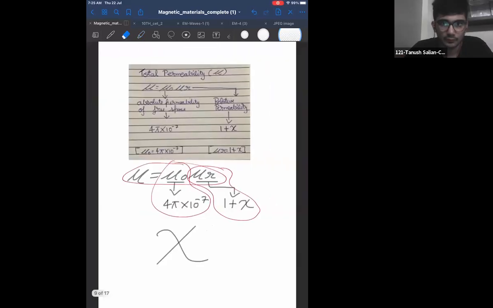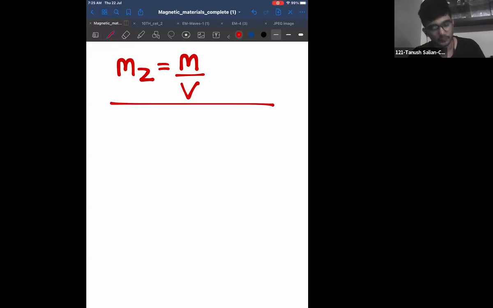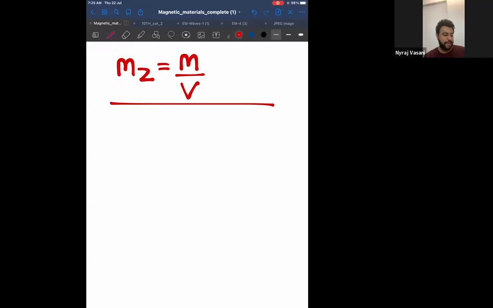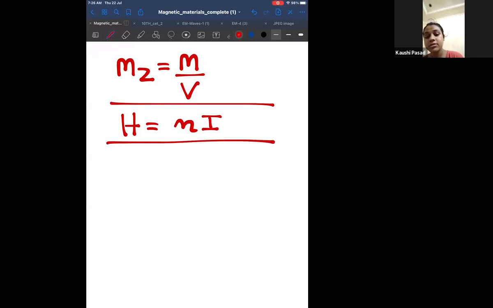Okay, now we'll do a recap of the formula that you will need going forward. Everyone listen to me, what is the formula for magnetization? Magnetic moment upon unit volume, correct? Then what is the formula for magnetic field intensity? H is equal to Ni, the number of turns. What is the formula for susceptibility?